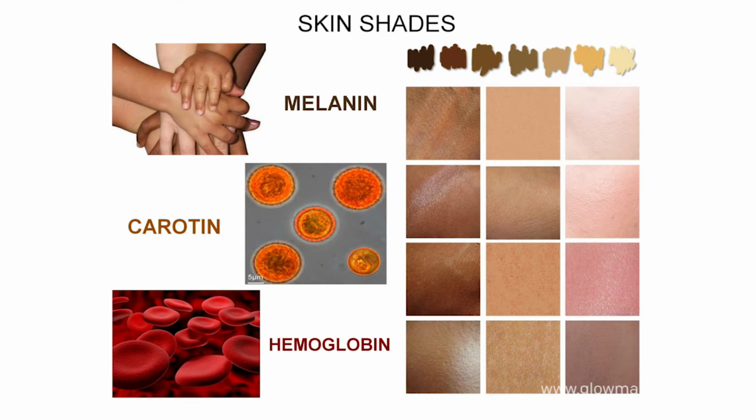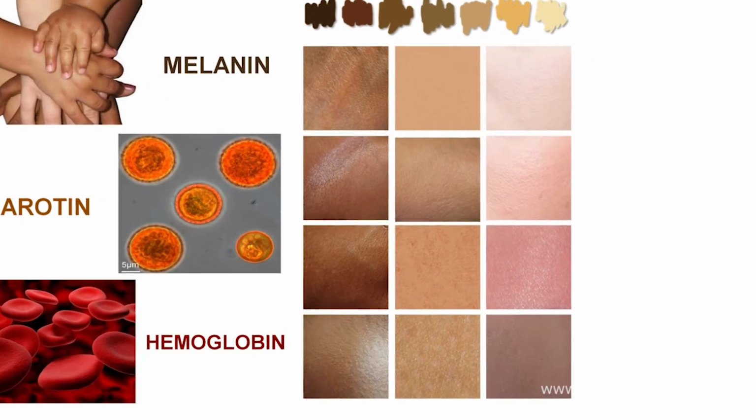The first pigment appears mainly in response to sunlight and has a brown shade. The second pigment has a yellow shade and, when dominating in the skin, gives it a yellow undertone. The third pigment has a red shade, and when it dominates in the skin, it gives the skin a pink undertone. In these photos on the right, you will see numerous examples of different shades of skin.